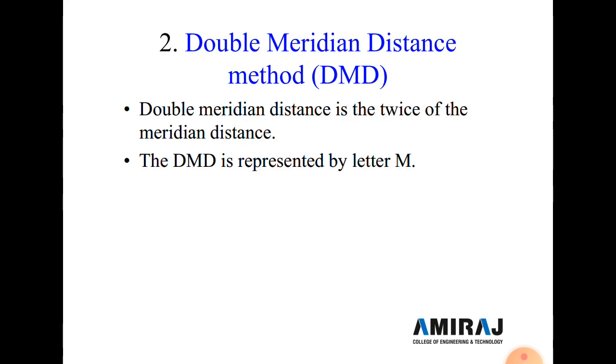Now the second method is the double meridian distance method, also called the DMD method. The double meridian distance is twice the meridian distance, and DMD is represented by the capital letter M.